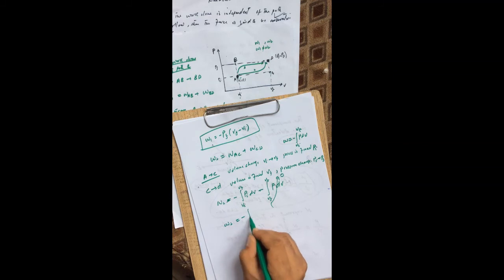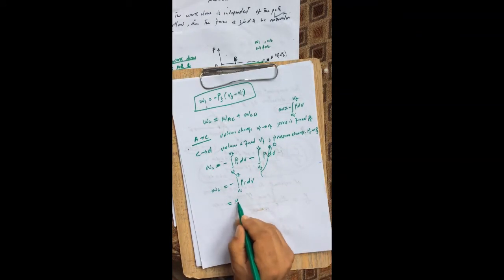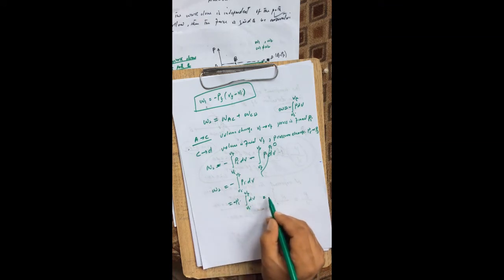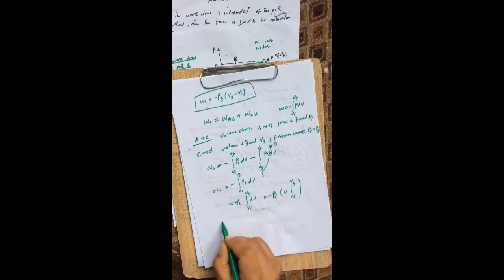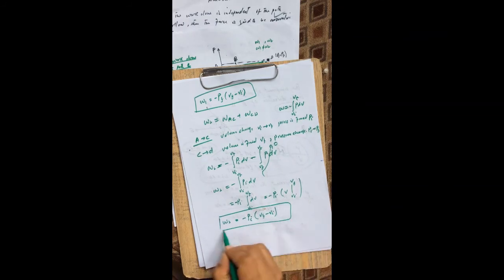Now this term will give us 0, so we have the work done along path 2, which is Vi to Vf, and we have Pi into dV. Now Pi is kept outside with a negative sign, so we have the integral of dV from Vi to Vf. So we have minus Pi, and we have V from Vi to Vf. So we have W2, which is equal to minus Pi into (Vf minus Vi). This is equation number 2.